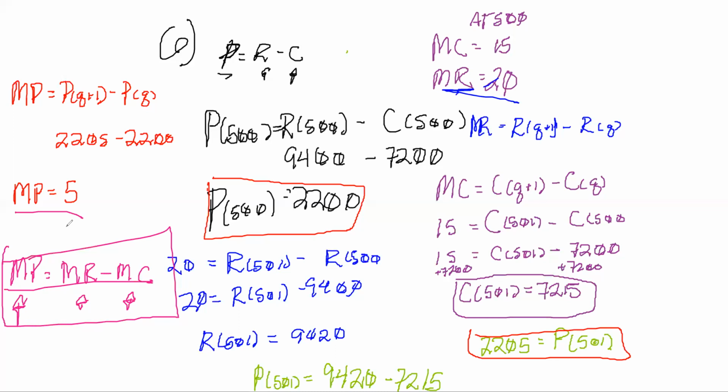Okie dokies. Are you guys feeling better about marginal cost, marginal revenue stuff? Do you want to move on to talking about some limits?